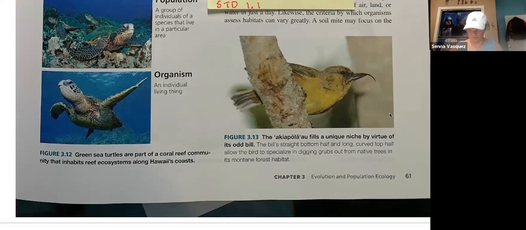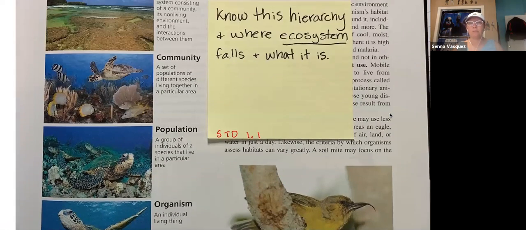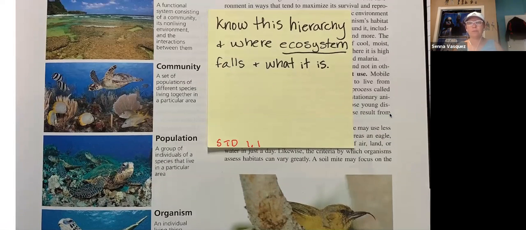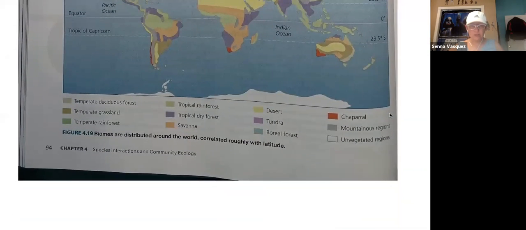All right, the next page. If you need to pause, you probably should pause and make that Post-it. By the way, it's standard 1.1 in case you're wondering. The next page is page 94.